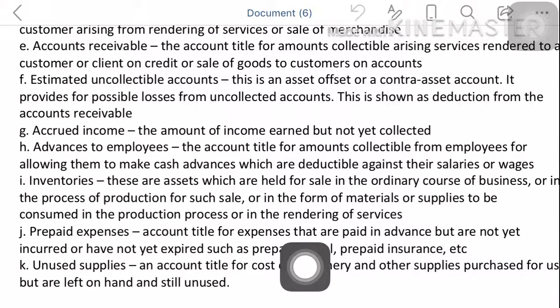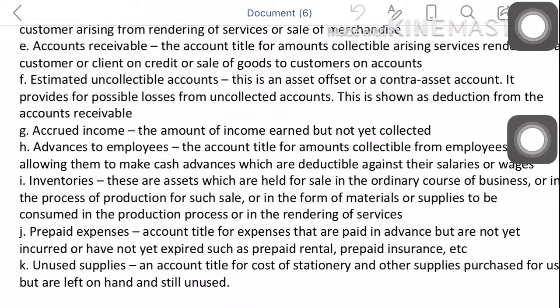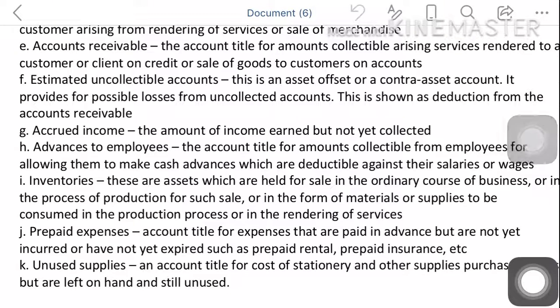So, letter J is the prepaid expenses. Account title for expenses that are paid but not yet incurred or not yet expired, such as prepaid rentals. So, ang prepaid expense is kanang pagbayad nimo in advance like yearly bago siya mag-expire, like prepaid insurance. Next, last is the unused supplies.